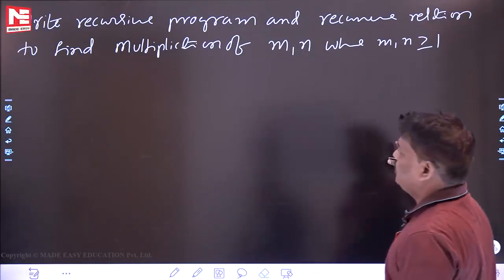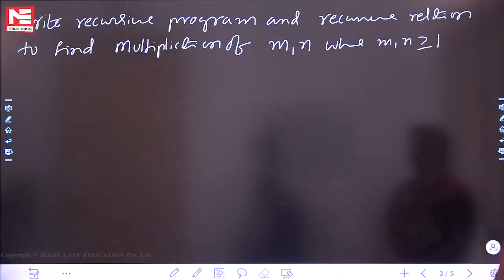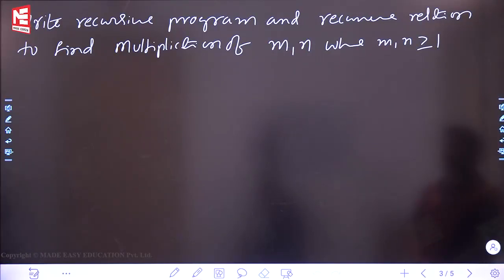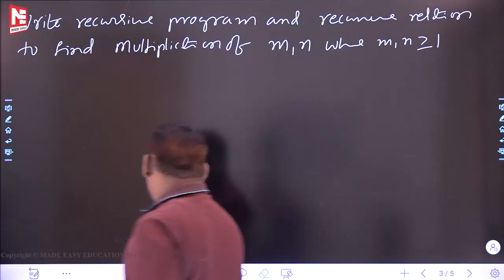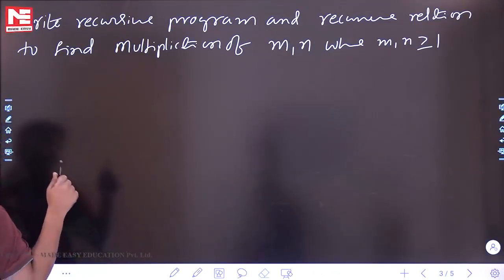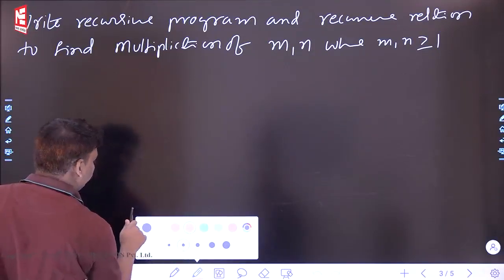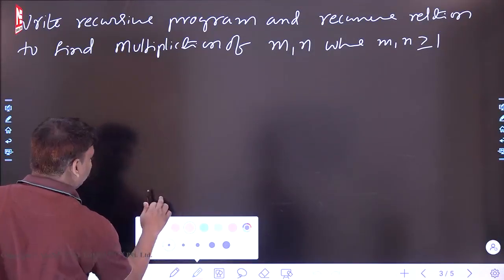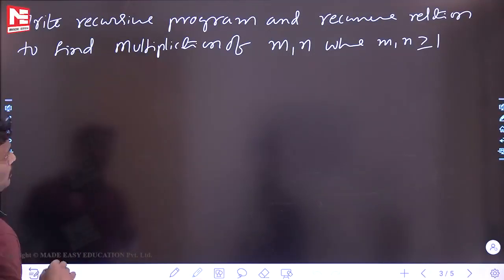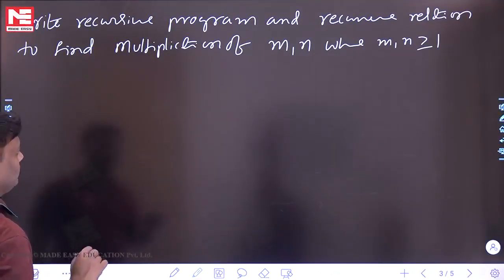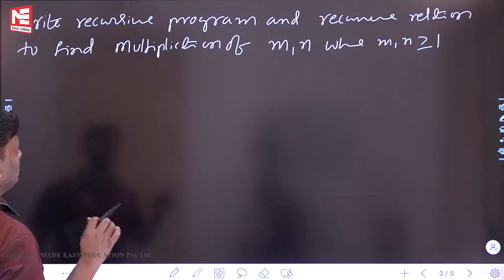This is the second problem. Write a recursive program and recurrence relation to find the multiplication of m comma n, where m comma n is greater than or equal to 1. That is the given problem. For this, you should write the recursive program and the recurrence relation also. So, let's start this. I am starting; both the recursive program and recurrence relation you have to write, where m, n are greater than or equal to 1.